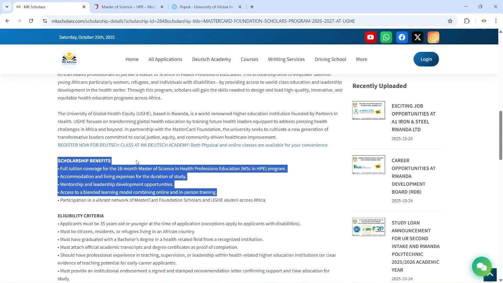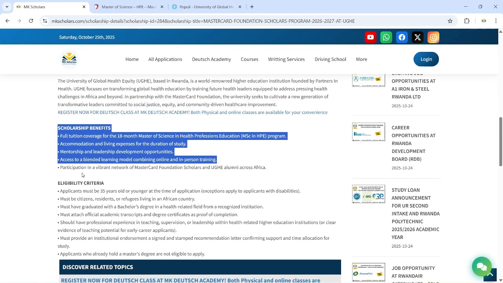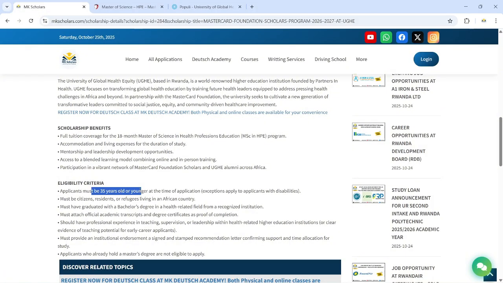As I was saying, everything is going to be covered, but who is eligible for this? You have to be an African citizen, you must come from Africa. You also have to be less than 35 years old. If you're older than that, you're not eligible. And you must have a bachelor's degree, but not a master's degree. If you already have a master's degree, this one is not for you. You're not eligible to apply because you already have your master's degree. So you should refer others, your young brothers and sisters, to also apply for this.